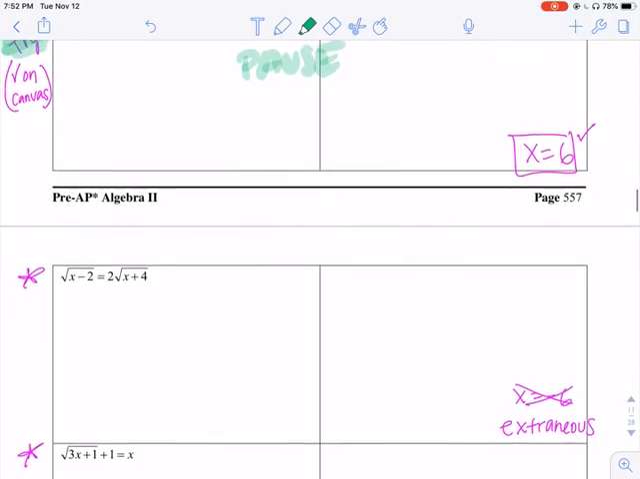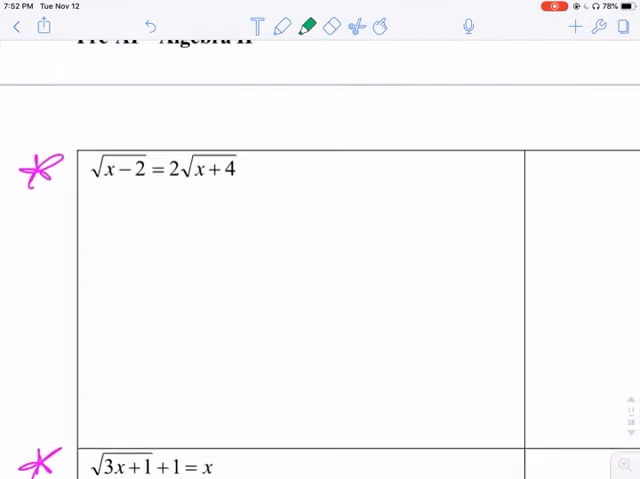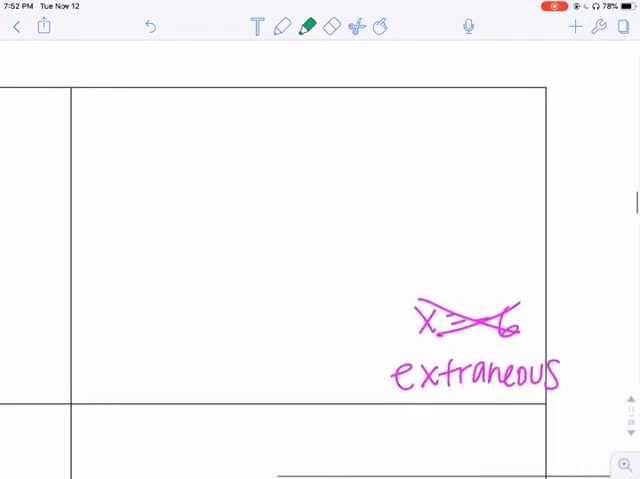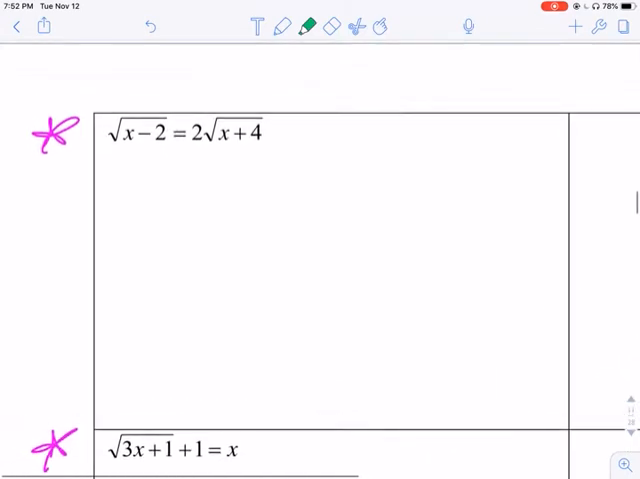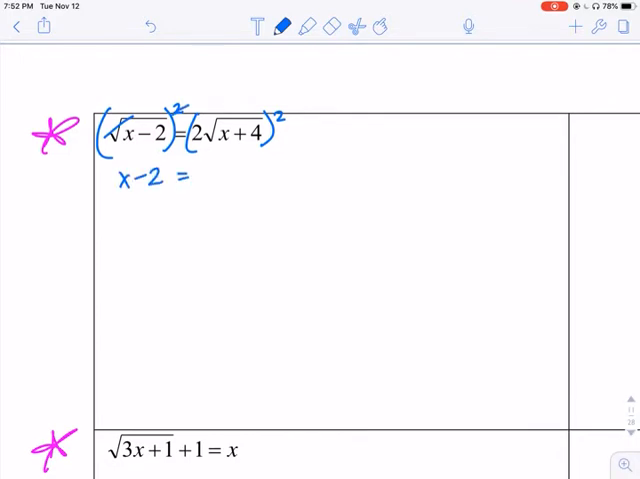So here we have a slightly different problem. If you want to try it on your own, the answer is that it's extraneous. So we'll check out what that looks like here. So I have one of my radicals by itself, so I'm going to square both sides. What that means is the square root and the square will cancel, leaving x minus 2 equals.